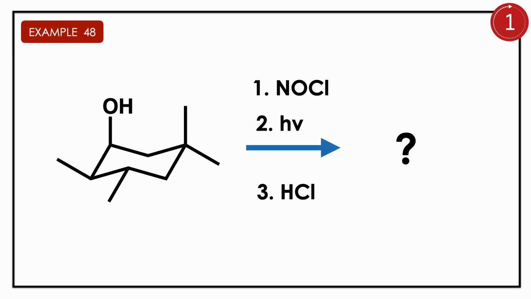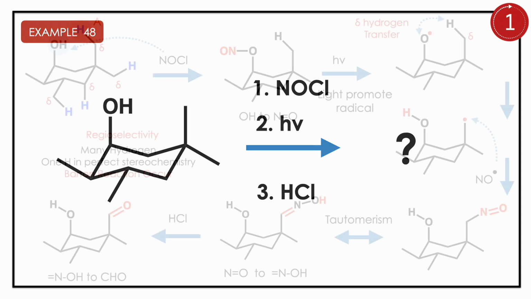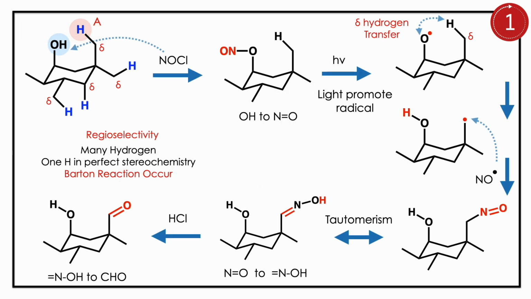Then the next example, you have cyclohexane with an alcohol and many methyl groups. You are using NOCl, light and HCl. You should find what the final product will be. The reaction is a named reaction, the Barton reaction, which is very selective to delta hydrogen. Here actually four delta hydrogens are there. Only one delta hydrogen, which is A, will be removed, which gives excellent regioselectivity because of positioning.